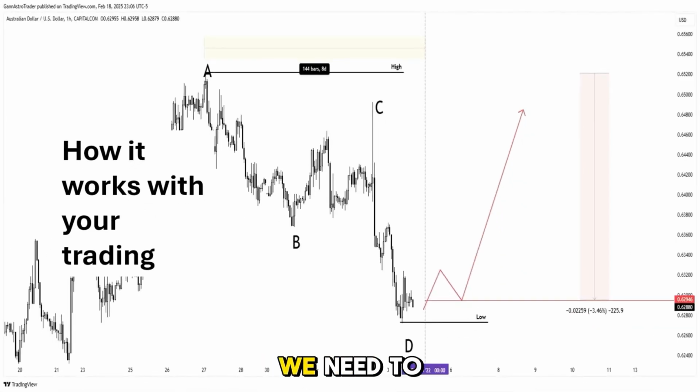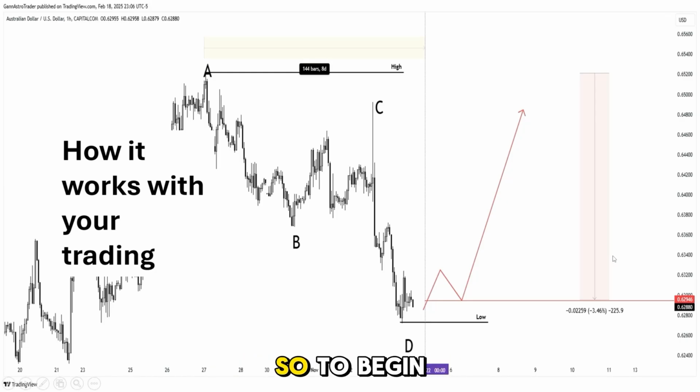When we analyze a chart, we need to ask ourselves, what are we really looking at? Are we just seeing random price movements, or is there a deeper structure to it? Just like we trained our eyes to see dinosaur bones in a fossil dig, we need to train our eyes to spot pivot highs and pivot lows in the market.